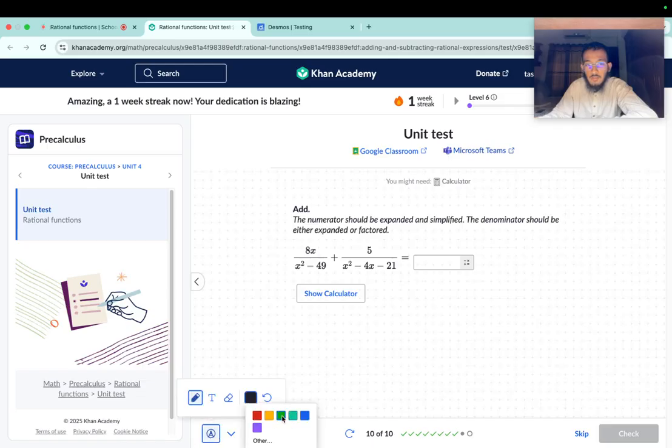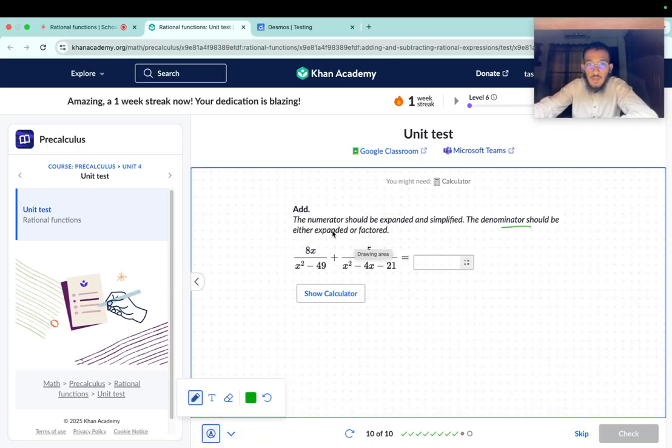Okay, now for the last question. We have the numerator should be expanded and simplified. The denominator should be either expanded or factorized. Okay, so x squared minus 49. We can write 49 as 7 squared. So x squared minus 7 squared is (x plus 7)(x minus 7).